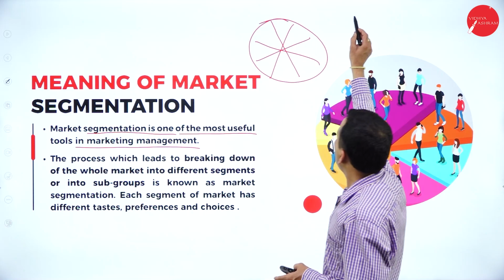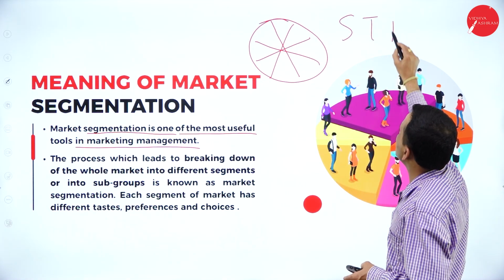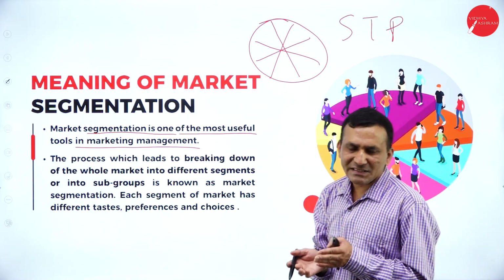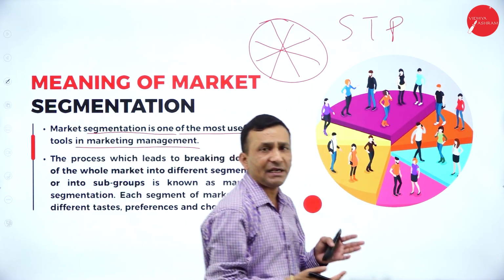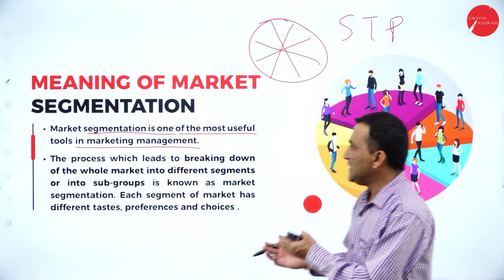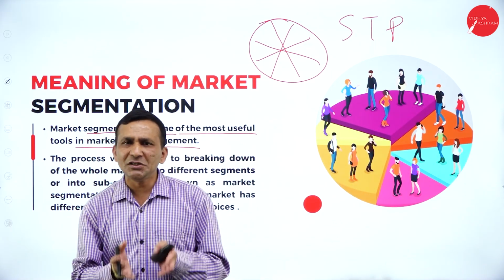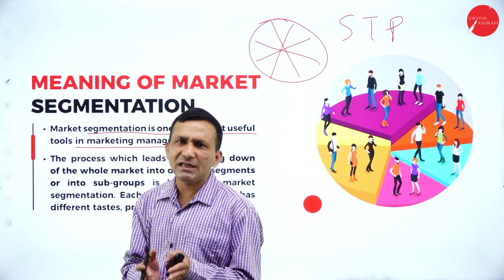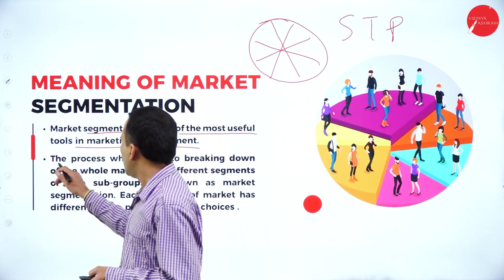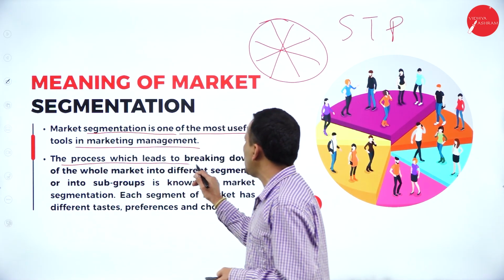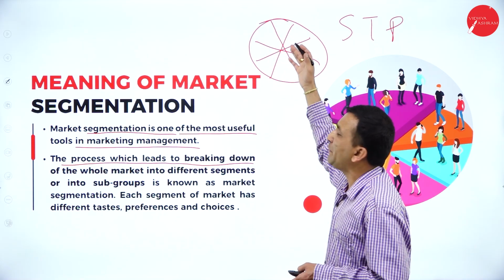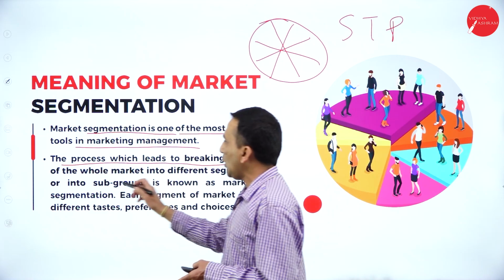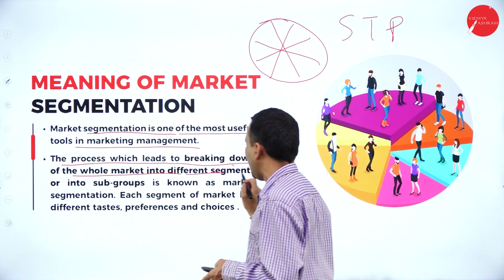You need to remember one concept we studied in the core marketing system, STP, which stands for segmentation, targeting and positioning. Once you have segmented according to your convenience where you expect demand, the process leads to breaking down the whole market into different segments. There are a number of breaks we find here.